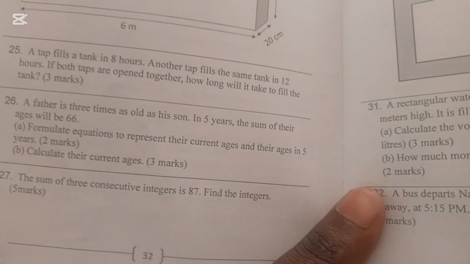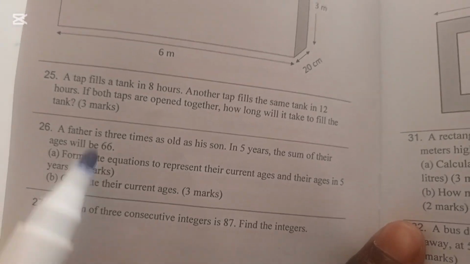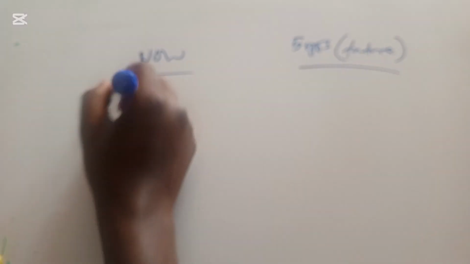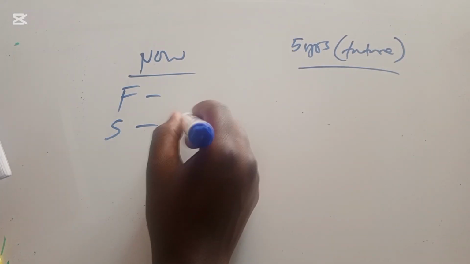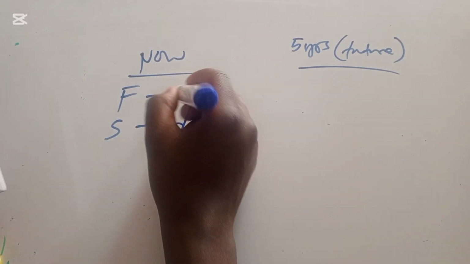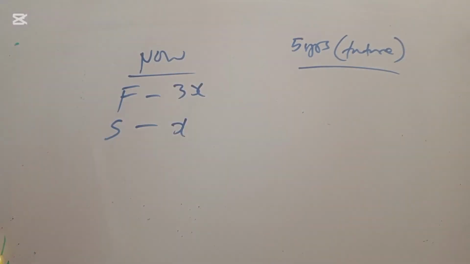We are told a father is 3 times as old as his son. So we have father and son. Father is 3 times, so let us use the son as x years and father as 3x.